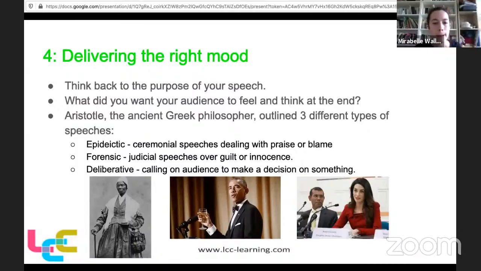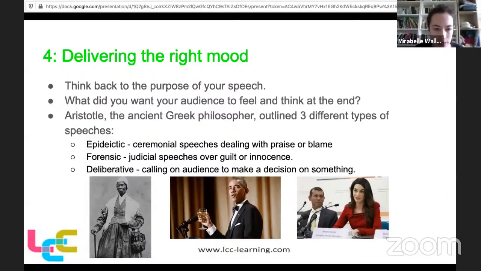Okay, so I said that her main aims were to advance the cause of women's rights and advance the cause of abolition, that is the cause to get rid of, abolish slavery in America. And I said her subsidiary aims, her secondary aims, were to educate the listener about the general conditions of slavery. So that was her purpose. So you need to think about what you want your audience feeling and thinking at the end of your speech.